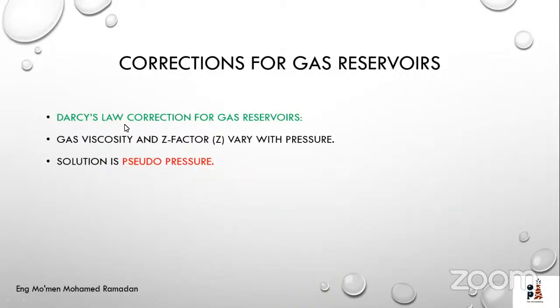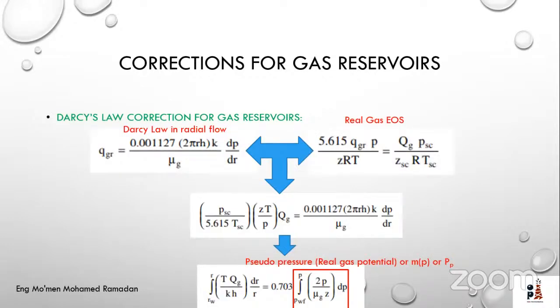So now we will talk about the Darcy law correction for the gas reservoir. We said that the gas viscosity and the Z factor, which as you know is a correction for a real gas, vary with pressure, so the solution in this case is the pseudo pressure. So in the case of gas, guys, we don't use the pressure, we use the pseudo pressure, or the gas potential.